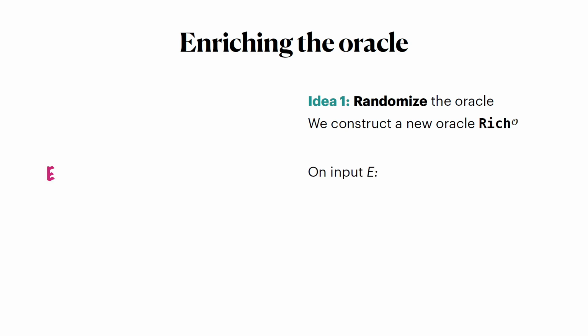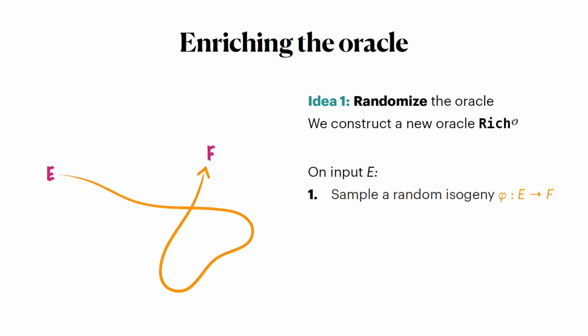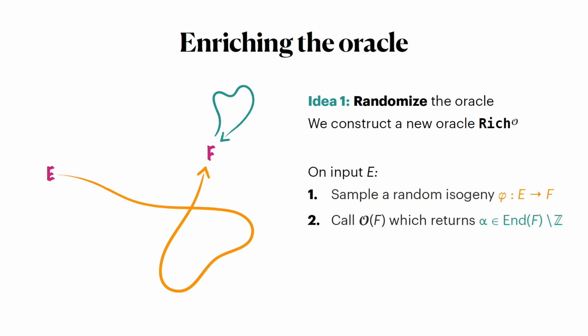This rich oracle, if you feed it an elliptic curve E, is going to first do a random walk from E to some other curve F. So you just generate a random isogeny. Now F is a random curve. You call your oracle on it, and it gives you an endomorphism of F.